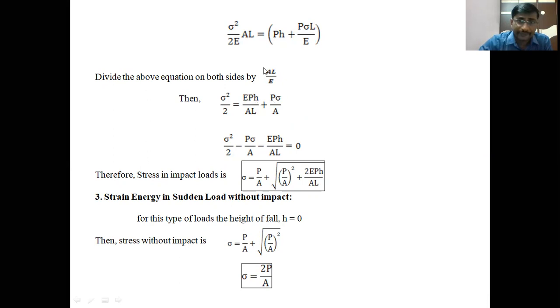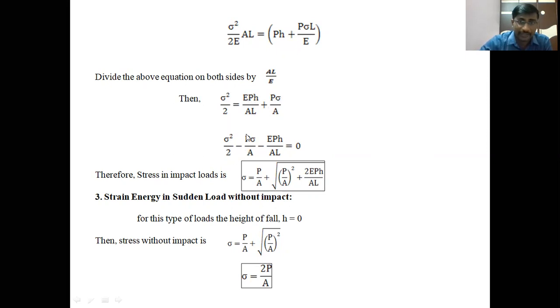EPH divided by AL, plus the second parameter of this equation divided by AL by E: L cancels, E cancels, A remains. So P sigma by A. So after dividing the above equation by AL by E, the equation becomes sigma square by 2 equal to EPH by AL plus P sigma by A.